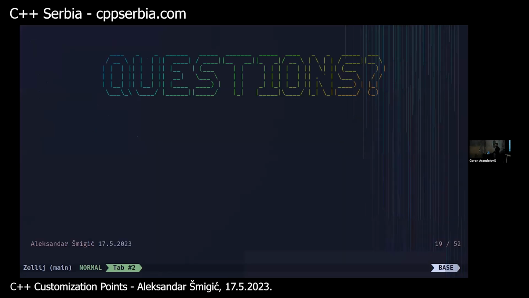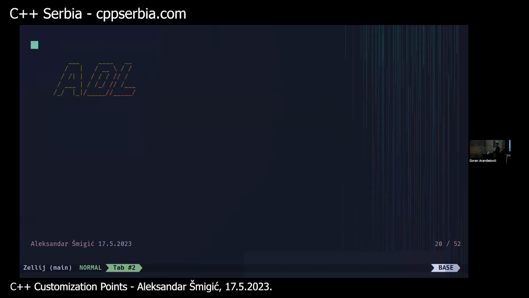Okay, we kind of did the questions now. Now, the next ADL. So this is the thing where stuff gets super messy. Argument-dependent lookup.